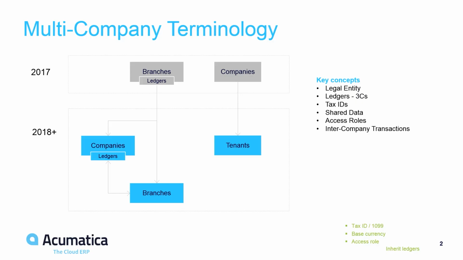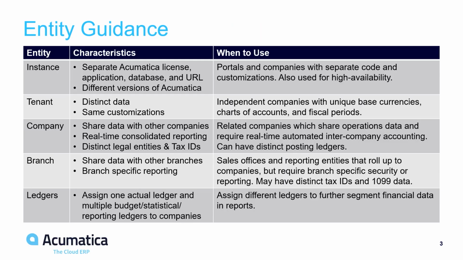To distinguish legal entities from reporting entities, Acumatica introduced a new object called a company and changed the name of the existing company to tenant. Here are some guidelines when setting up companies in Acumatica. Independent companies that do not share customers, vendors, or inventory items can be set up as tenants. The system allows you to import summary financial data so you can easily produce consolidated reports across tenants.